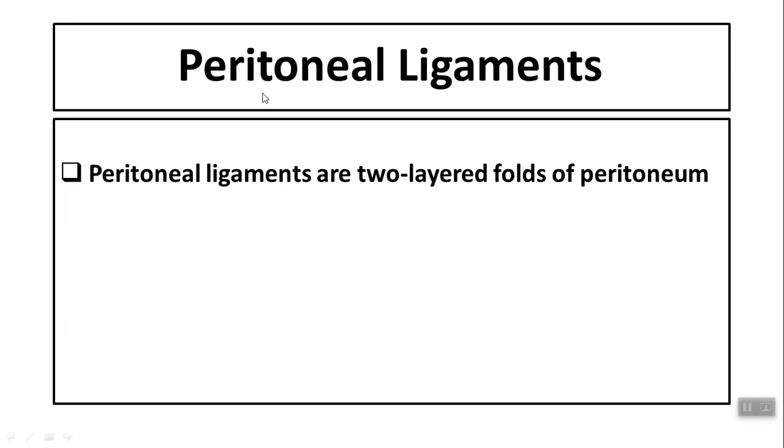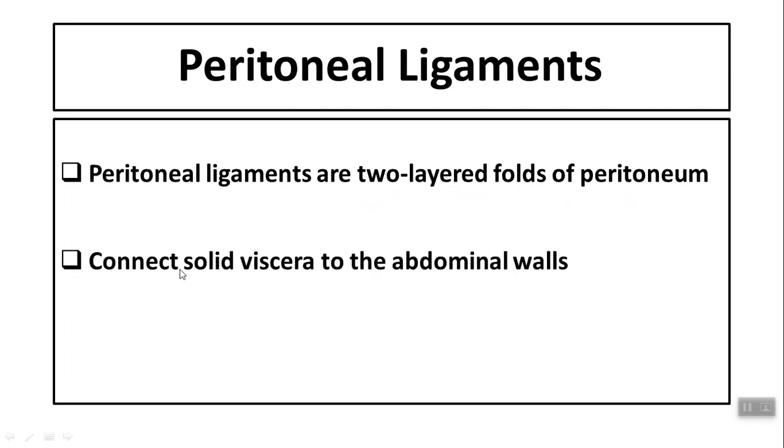Peritoneal ligaments are two layered folds of peritoneum. They connect solid viscera to the abdominal walls. From its name, because it is a ligament, it will connect a solid viscus to the abdominal walls.